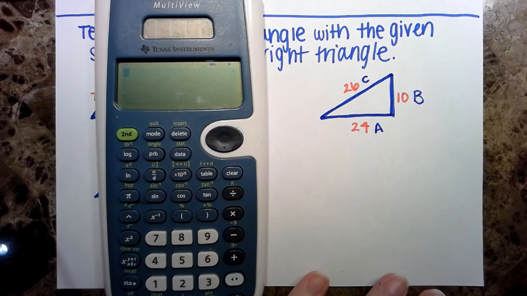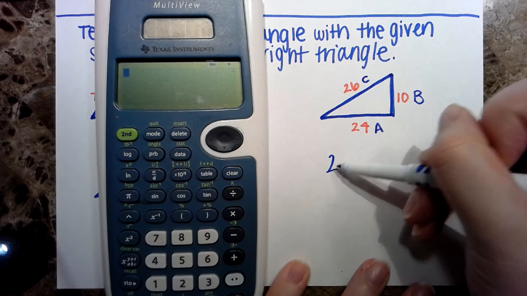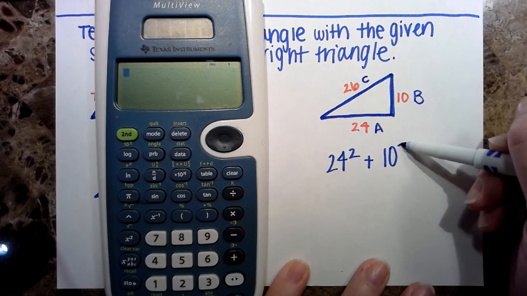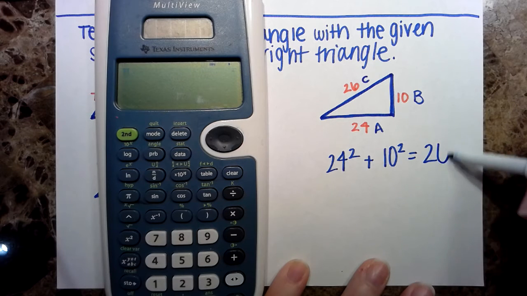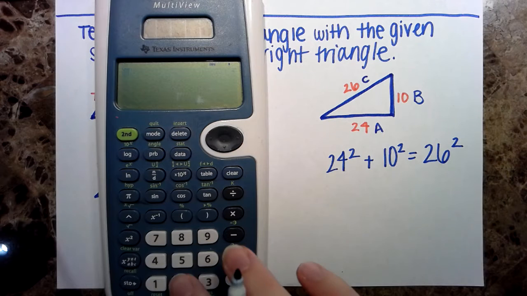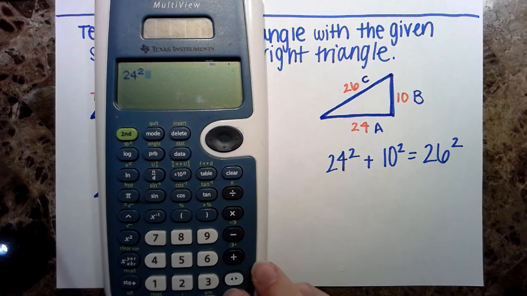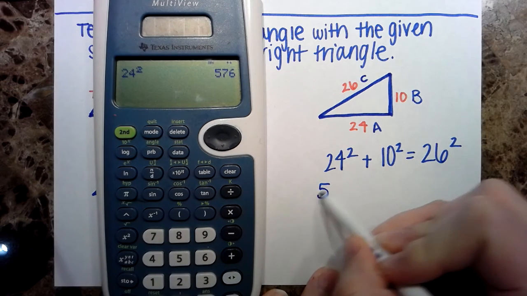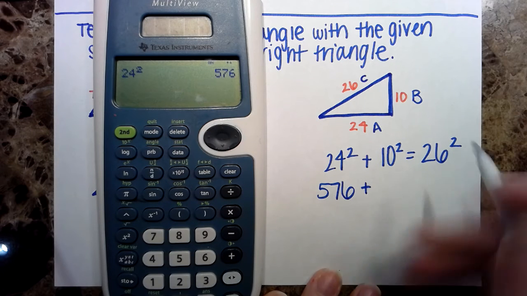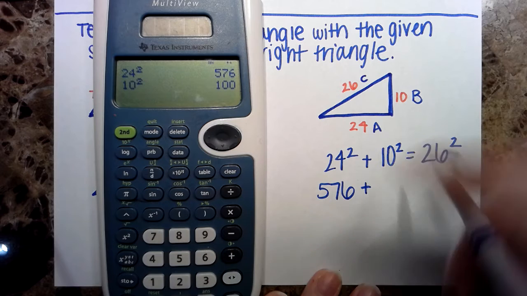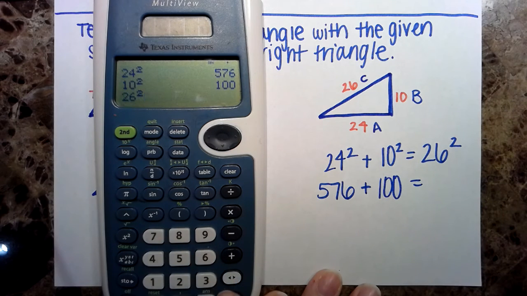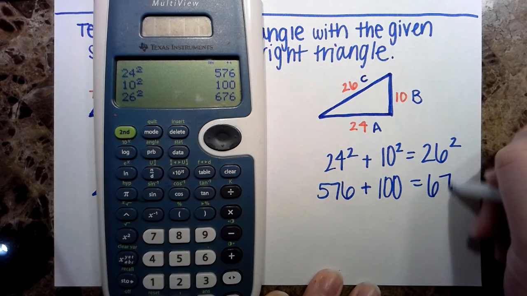So I'm going to do 24 squared, because that's A squared, plus B squared, so that's 10 squared, equals 26 squared, because it's my C squared, my hypotenuse. When I do that, I'm going to do 24 squared, 576, plus 10 squared, so 10 times 10, or 10 squared, it's going to give me 100. And then 26 squared, which is going to give me 676.